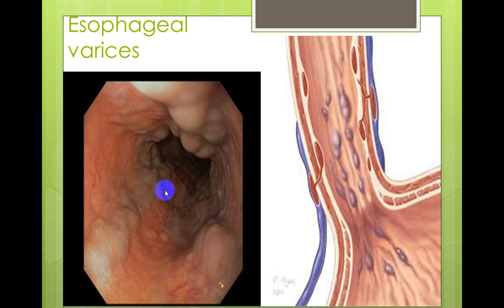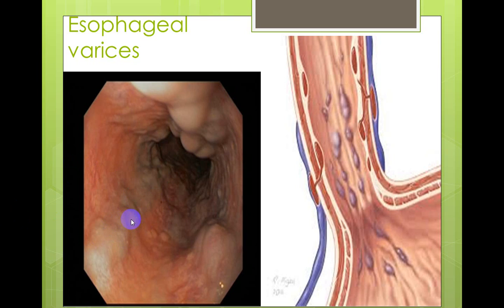The submucosal veins are delicate, and the portal blood flow is more than the flow of blood which normally passes through the submucosal esophageal veins, and hence they dilate and become engorged with blood. They are thin-walled veins, so they easily rupture with trauma.